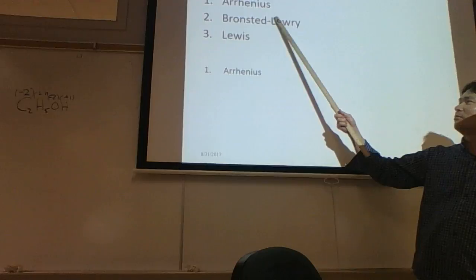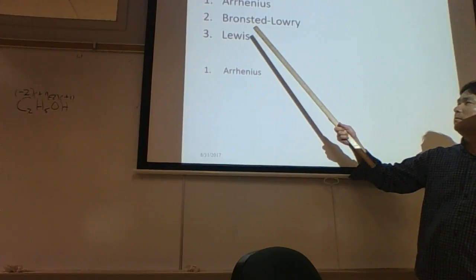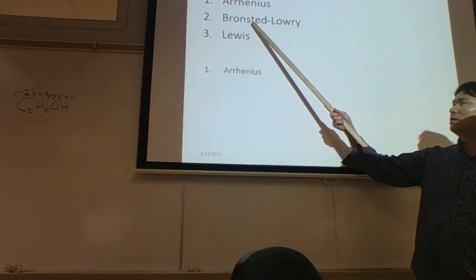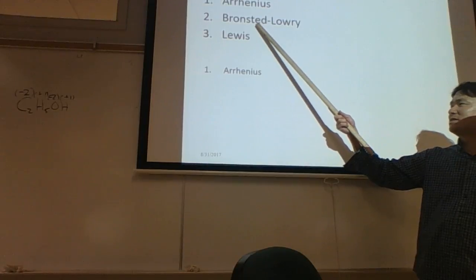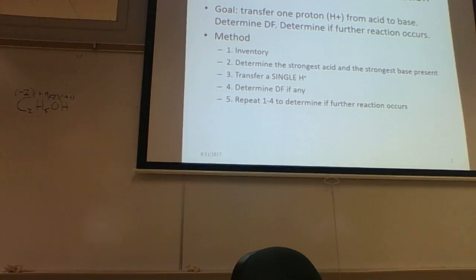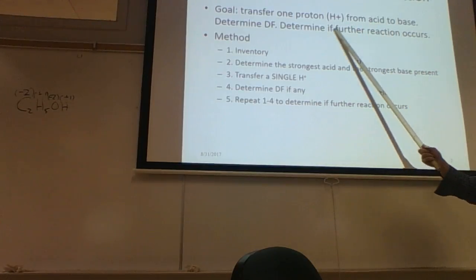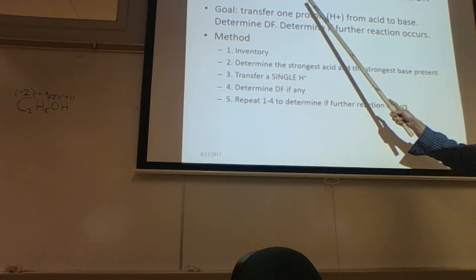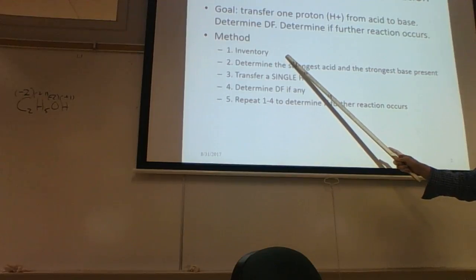The reason we don't get rid of Bronsted, even though we could treat everything as Lewis, the reason we keep Bronsted is because it's easy. Lewis is hard. For Bronsted acids, Bronsted acid is a proton donor, Bronsted base is a proton acceptor. And so the method is very similar. This is the Bronsted method.